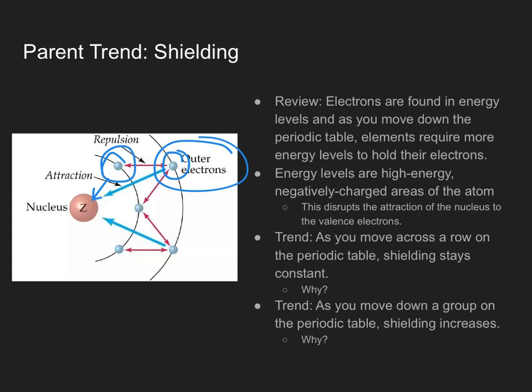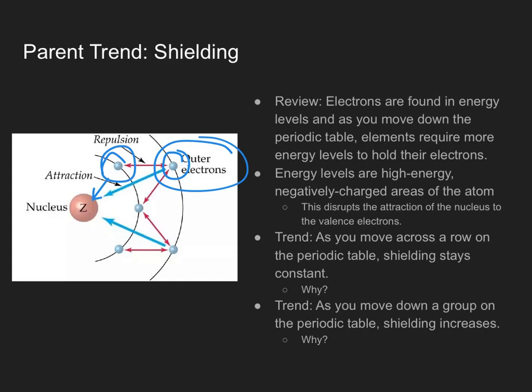The only reason is because the first electron that I talked about is actually going to have a negative repulsion on the outermost energy level, on the outermost electrons, and it's going to kind of keep them from being as attracted to the nucleus as they could be. So energy levels reduce nuclear charge, basically. And so the trend basically is as you move across a row on the periodic table, shielding stays constant.